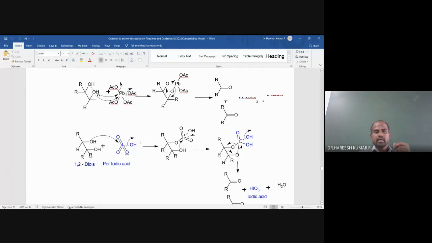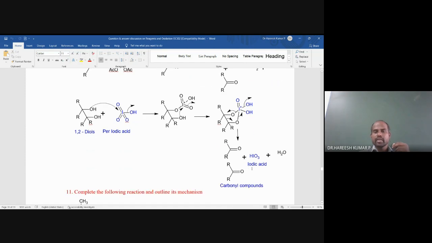Then the lone pair present on this oxygen can attack here, and this can go out, an intermediate formed like this. And the lone pair attacks here, and this can go out, forming a cyclic iodate intermediate. And there will be a cleavage. This bond pair can come over here, this bond pair can come over here, leading to two carbonyl compounds.